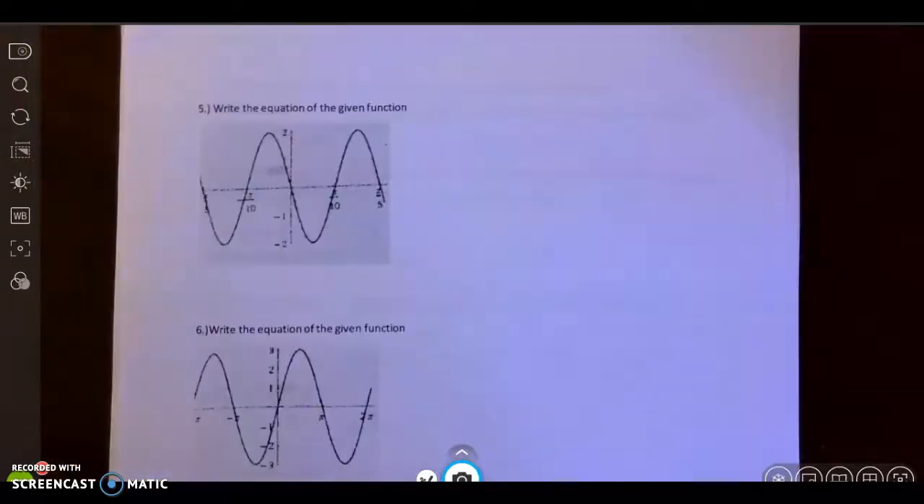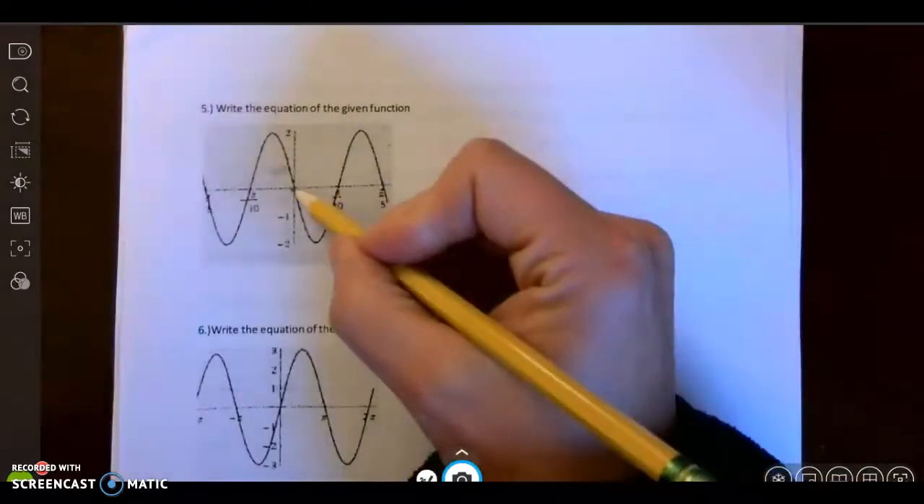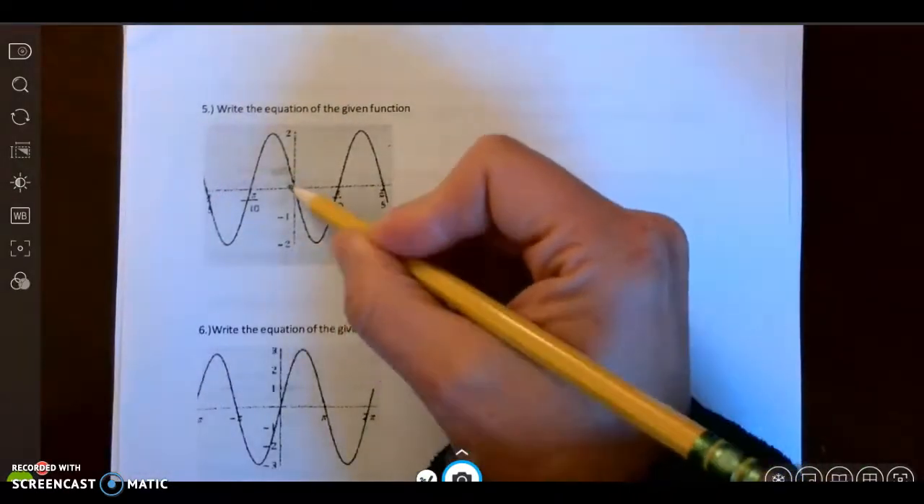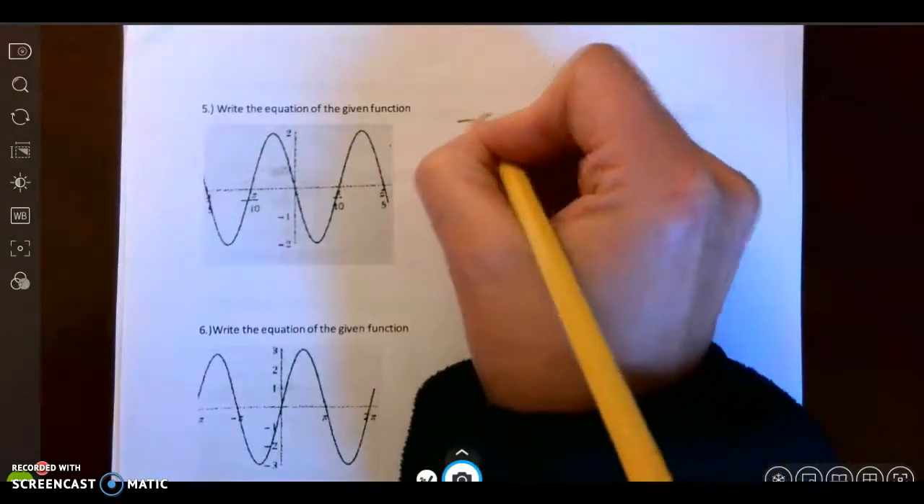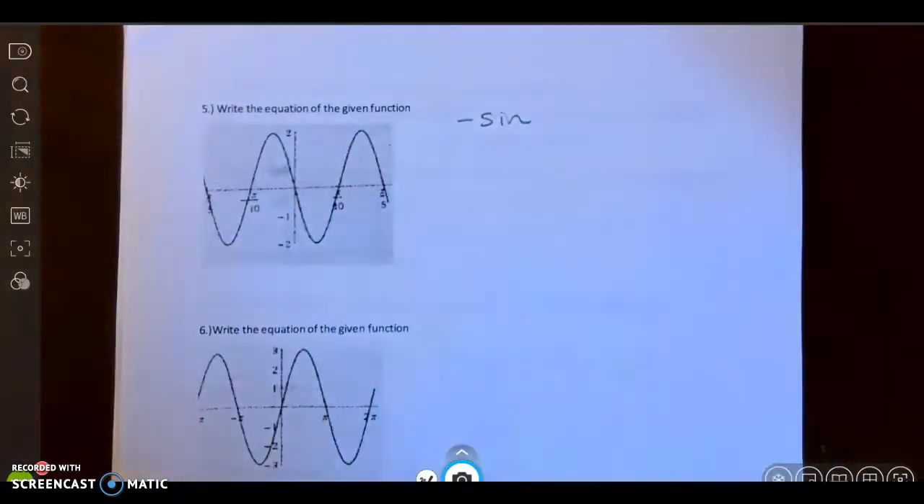Okay. Let's go through my different steps for writing an equation. The first thing I have to determine is if it's a sine or cosine curve. Because it starts at the origin, it's a sine curve, but it goes down rather than up first. So this is a negative sine equation.